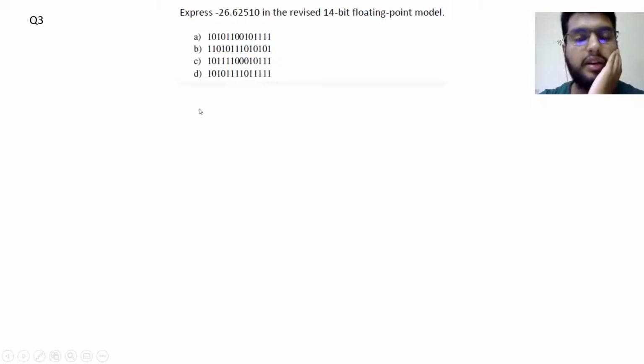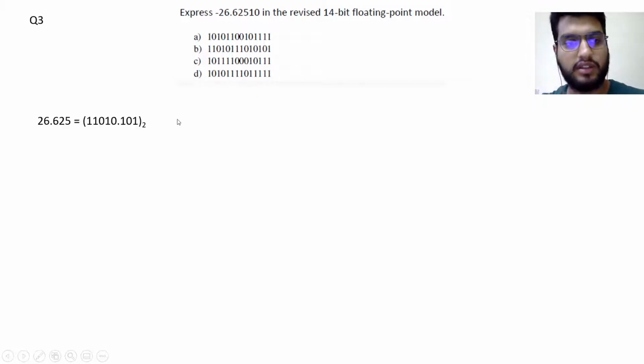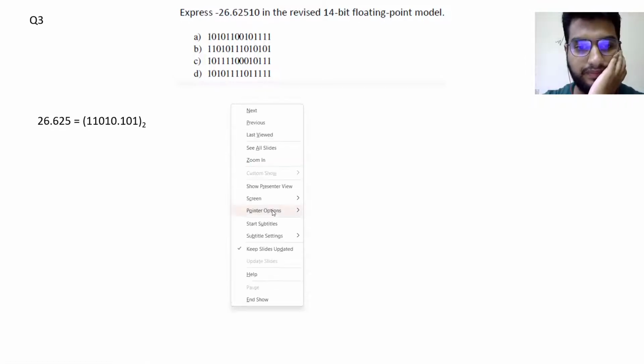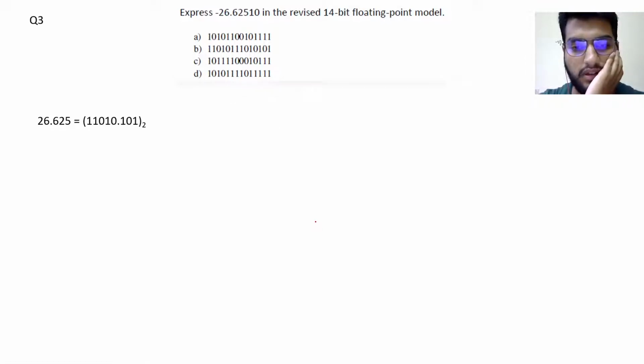This is again a problem related to the previous problem, where we are given a decimal number and we have to convert it into a 14-bit floating point number. Here a negative number is given, and that too with a fractional part. We are given the number minus 26.625 in decimal, and we have to convert it into a 14-bit floating point number. So we first convert this number into binary. How will we do it? We'll do it like this.